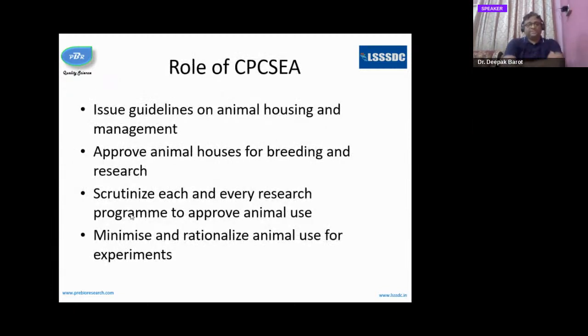So what's the role of CPCSEA? Their role is to issue a guideline on animal housing and management. They approve animal houses. As I said, each animal facility in the entire country should be registered with CPCSEA. They scrutinize each and every research program to approve animal use, as I said, through IAC, because IAC has to approve this. And since the CPCSEA nominee sits on that committee, they actually finally, after reviewing the protocol, and if they are convinced, they approve the protocol for usage of animals at your facility. And the most important role of CPCSEA is to minimize and rationalize the use of animals in experiments. Okay?